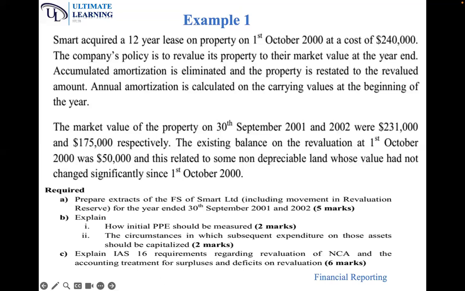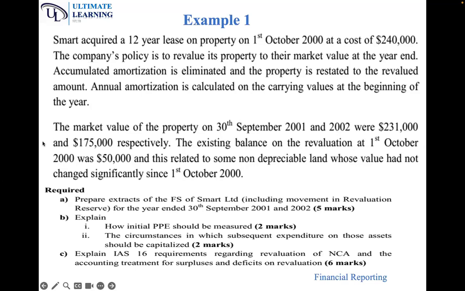But you are told, and the accounting treatment of surpluses and deficit. We said for surpluses, debit asset and credit revaluation reserve. For deficit, debit income statement and credit asset. But if it is revaluation downwards for an asset that was previously revalued upwards, you debit revaluation reserve, you debit income statement with the balance, and you credit asset. Let's solve this question.